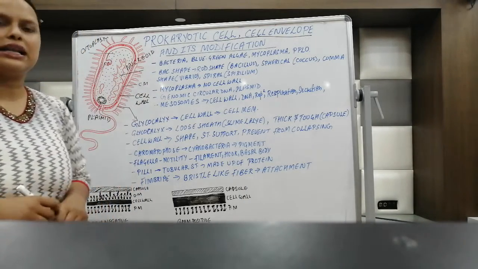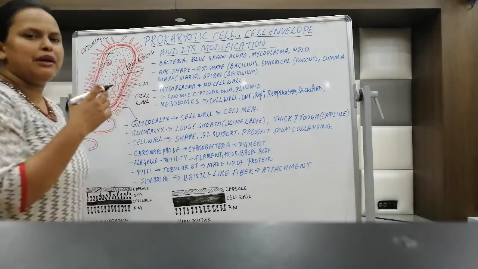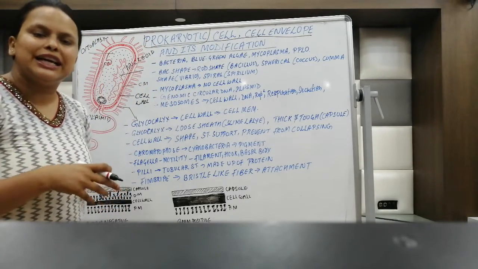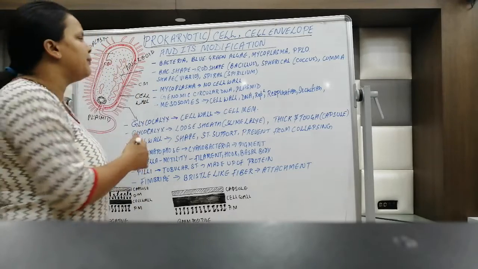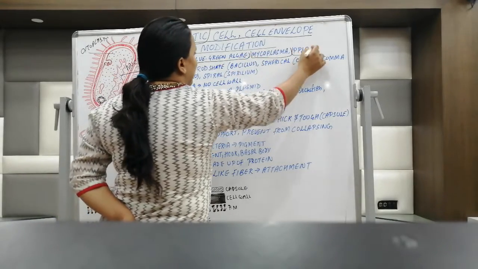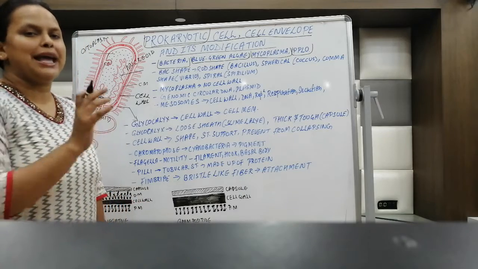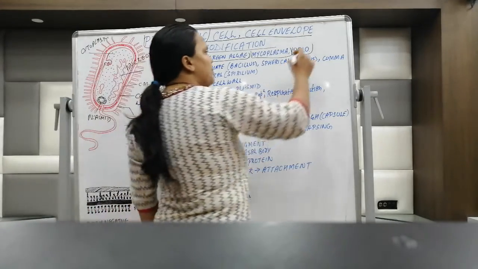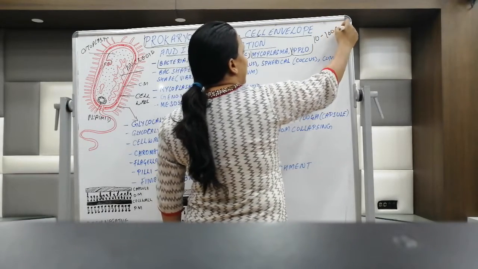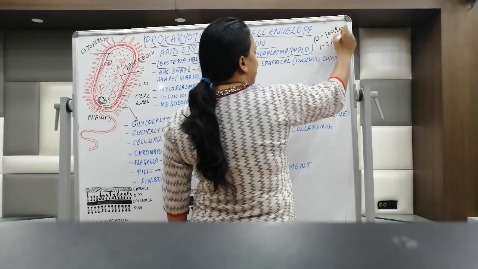Now we'll start discussing the different points which I have listed for you. First of all, when we talk about what is meant by prokaryote, what kind of organisms do we have to consider? The first is bacteria, second is blue-green algae, third are the mycoplasma, and fourth are the pleuropneumonia-like organisms, PPLOs. Normally eukaryotic cells range from 10 to 100 micrometer, but prokaryotic cells range from 1 to 2 micrometer.